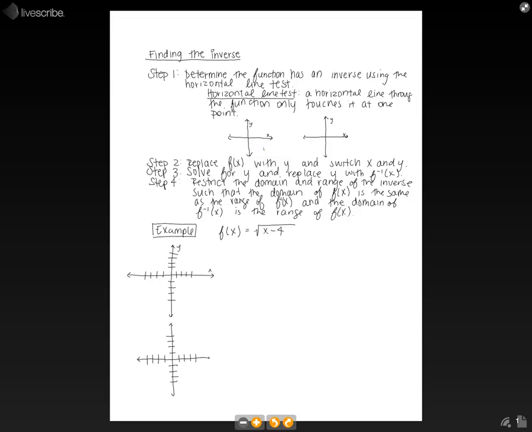So for example, if we have y equals x, we draw a horizontal line here, it's only touching the function at one place. And if we draw a horizontal line anywhere on this function, it's only going to touch at one place. But if we had y equals x squared, which is our parabola, we can see that if we draw a horizontal line, we are touching the function in 2 places. Therefore, this function has no inverse.